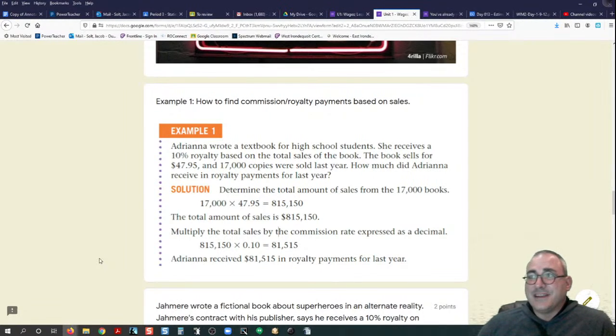Example 1, how to find commission or royalty payments based on sales. So here's our worked example, okay? This is going to have the problem and the solution, and we're going to use this worked example as a model for solving other problems subsequent to this, okay?